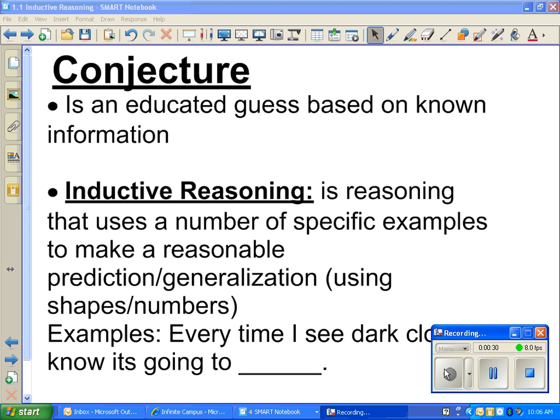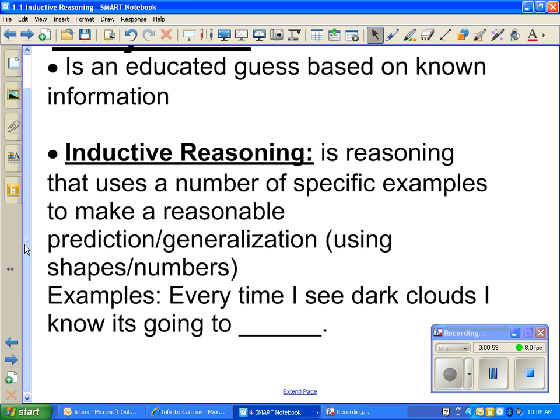Conjecture in math is an educated guess. Does anybody know another word for it in science class? Hypothesis. Hypothesis, okay. The hypothesis in math means something completely different, so beware of that. On your test, you're going to have those definitions, and sometimes you can get them confused with the science and the math meaning. So conjecture means an educated guess.